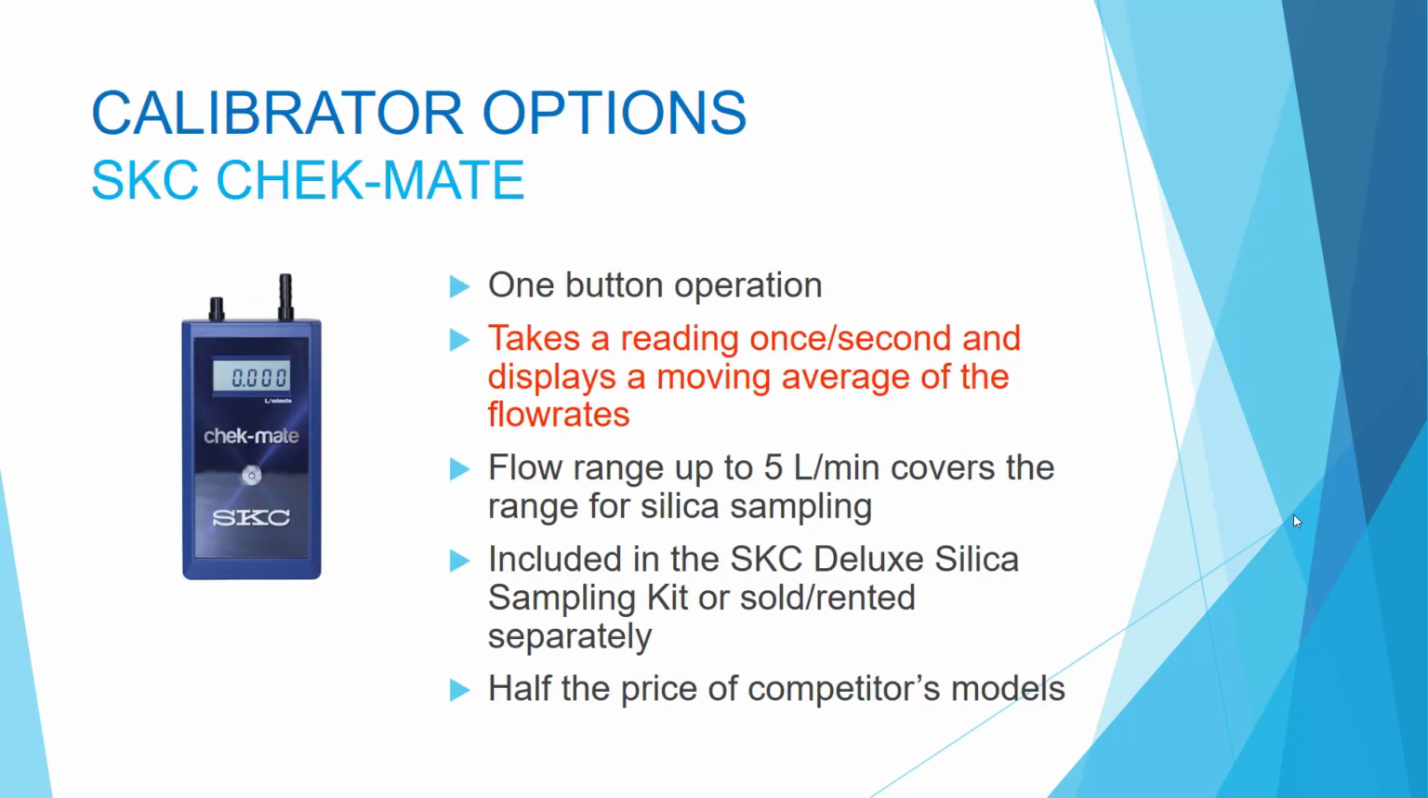Shown here is a certified calibrator with extremely easy one-button operation. The SKC Checkmate takes a reading once a second and displays a moving average of the flow rate. It can take readings up to 5 liters per minute, which covers the range for most silica sampling. SKC includes the Checkmate in our deluxe silica sampling kits, or it can be purchased or rented separately. The Checkmate is very popular due to the size, simplicity, and a price that is half of our competitor models.